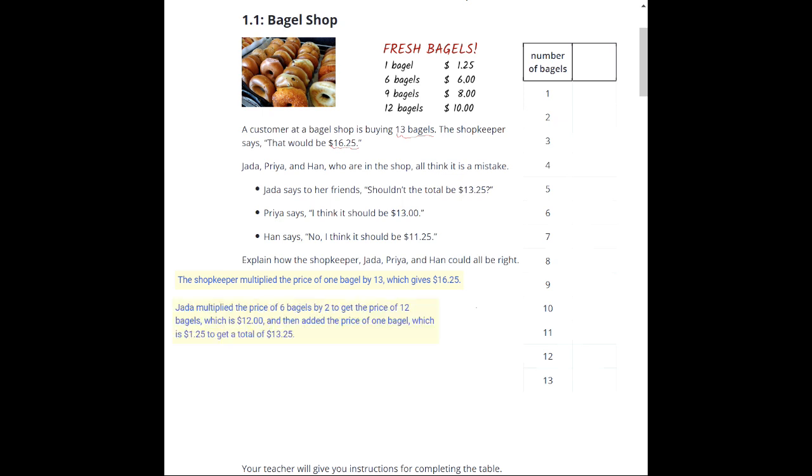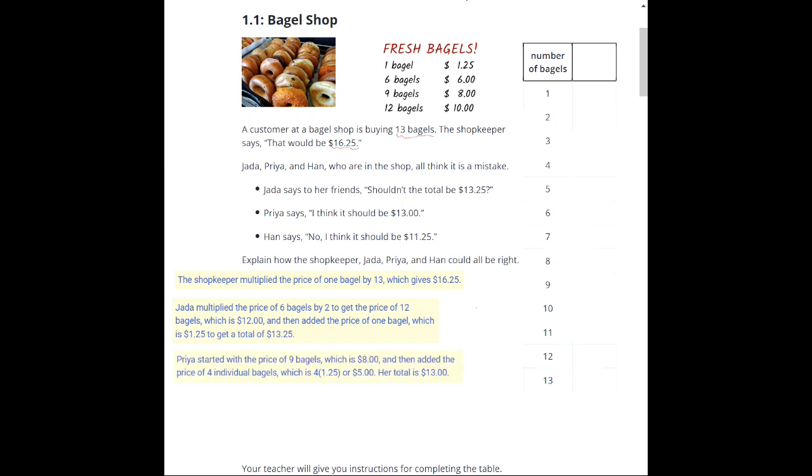For Jada, Jada multiplied the price of 6 bagels by 2 to get the price of 12 bagels, which is $12, and then added the price of one bagel, which is $1.25, to get a total of $13.25. Okay, so up here, it's kind of like we're getting a discount if we buy more bagels, right? So what Jada did is took the price of 6 bagels here, multiplied it by 2, that's going to give us 12, and then added the price of one bagel. Okay, so that's how Jada went about finding the cost.